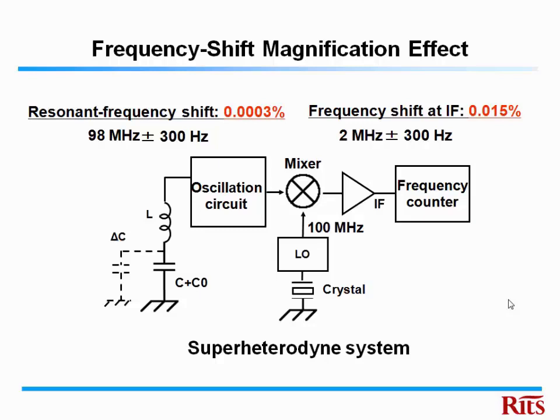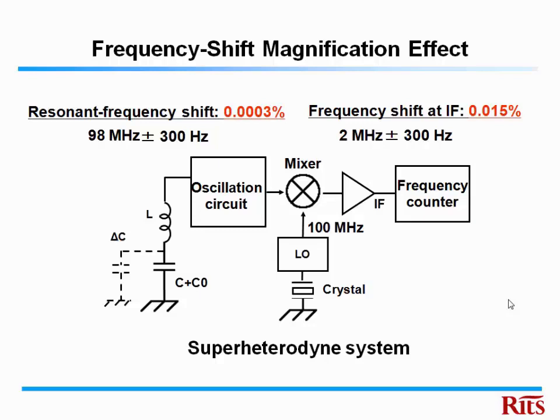So 300 hertz over 98 megahertz is 0.0003%, for instance, and 300 hertz over 2 megahertz is 0.015%. In this sense, it's magnified 50 times, just like an amplifier. In the 2 megahertz case, we can use an inexpensive CMOS counter. Even a microcontroller is good enough for counting with 1 hertz level resolution.